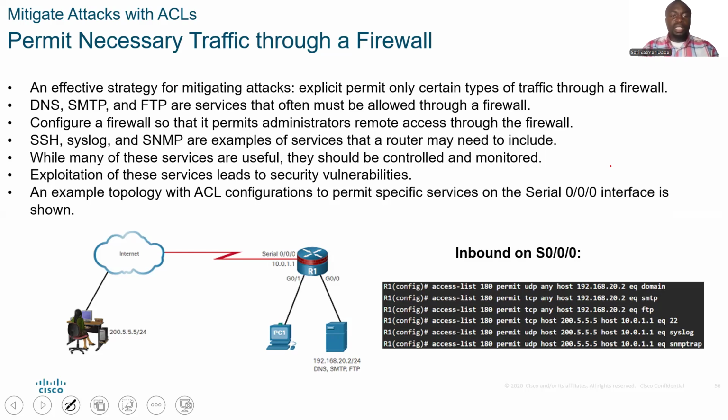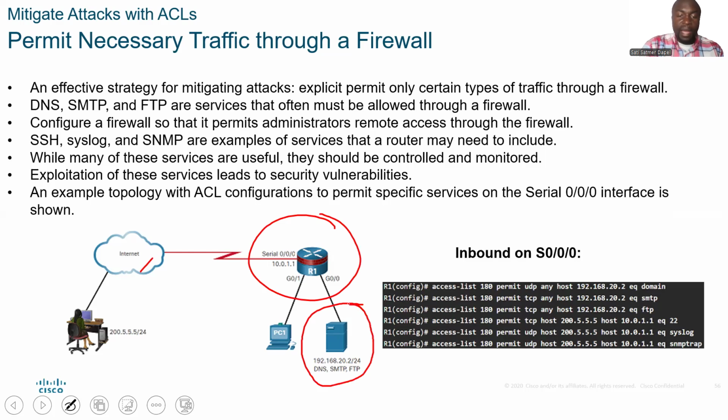Exploitation of these services may lead to security vulnerability. An example of this topology, as you can see here, is with an access list that permits specific services. This is my router, and this is my DMZ, where my servers are. This guy is on the internet, right? And we are permitting specific services.